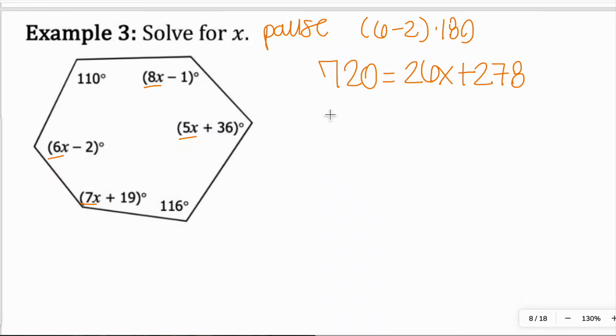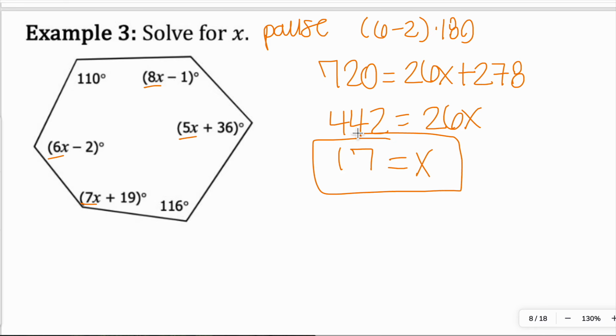Subtract 278 from 720, and we get 442 is equal to 26x. Then divide both sides by 26, and you should get x equaling 17.